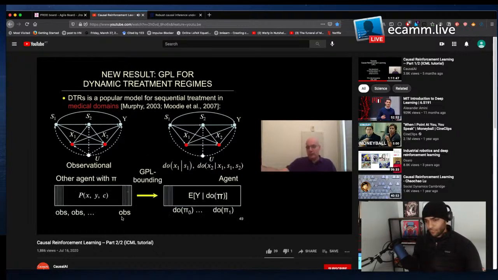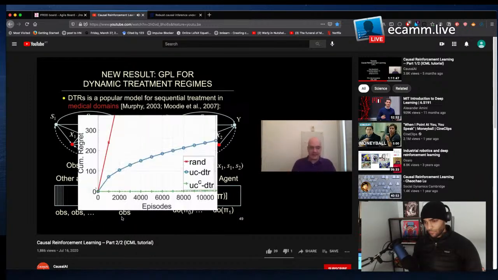You can read more about DTR in these references and others. And the idea is like now we have the sequential aspect, and same thing, but now we have X, Y, and C, where C is the context, S1, S2, and so on. And now we can do GPL bounding there. And in reality, the results are pretty great. It gets very technical, the proofs, but the results are pretty great.